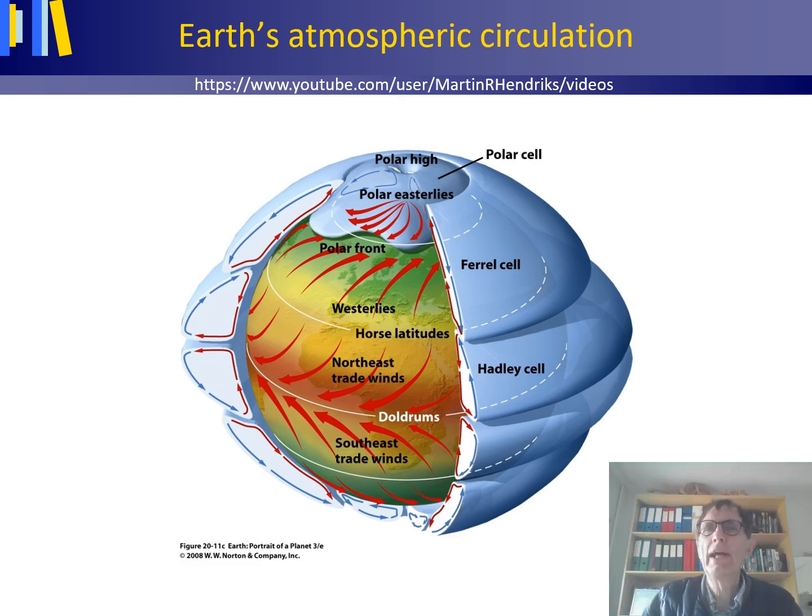This short video lecture introduces the Coriolis effect, geostrophic wind and jet streams, the Earth's atmospheric circulation, and the ocean conveyor belt circulation.